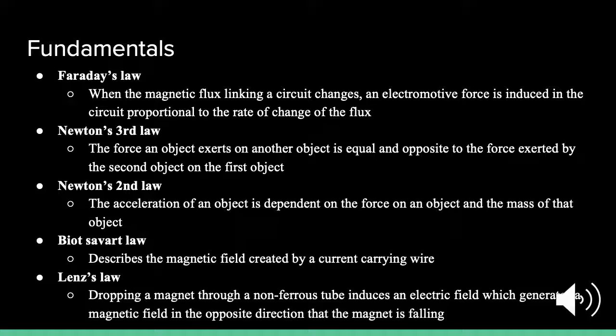Newton's second law states that the acceleration of an object is dependent on the force on the object and the mass of that object. The Biot-Savart law is also used because we are using a magnet, and this describes the magnetic field created by a current carrying wire. And finally, Lenz's law: dropping a magnet through a non-ferrous tube induces an electric field which generates a magnetic field in the opposite direction that the magnet is falling.